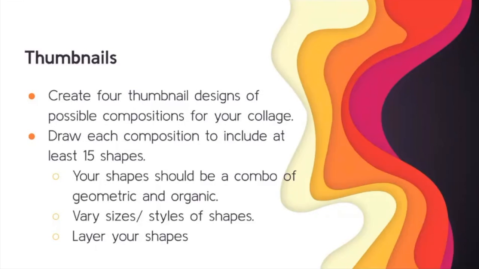When you're ready to start planning, you are going to create your thumbnails for this project. So what I want you to do is take your sketchbook page and divide it into fourths. So we're going to have 4 small rectangles on one sketchbook page. You are going to draw 4 different compositions that include at least 15 different shapes. So when I say different shapes, just individual shapes, you can have more than one triangle or square or anything like that. Your shapes should be combining geometric and organic shapes.